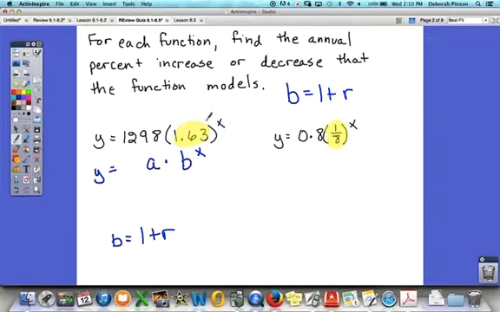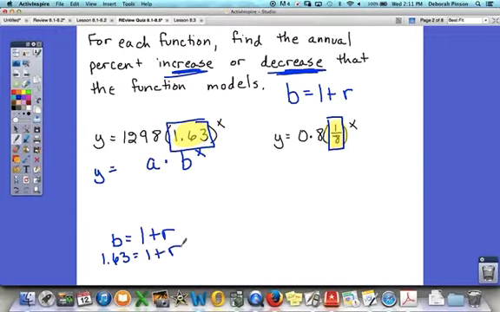Now, that means if your b is bigger than 1, your rate is increasing. You have an increasing situation. If your b is smaller than 1, like 1/8, you're going to be decreasing. Okay, now let me show you what I mean. So I know my b here.